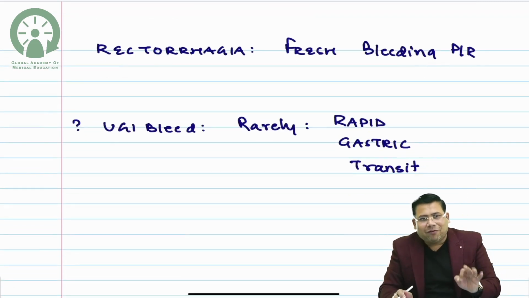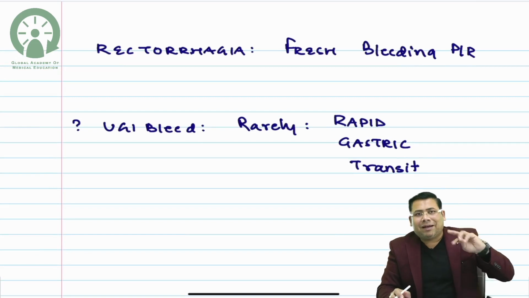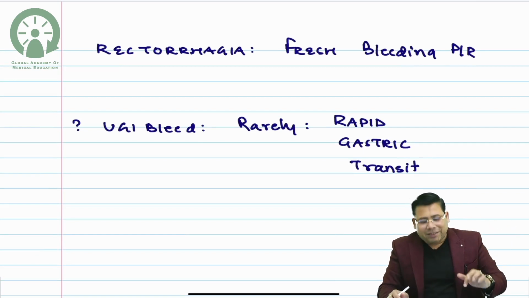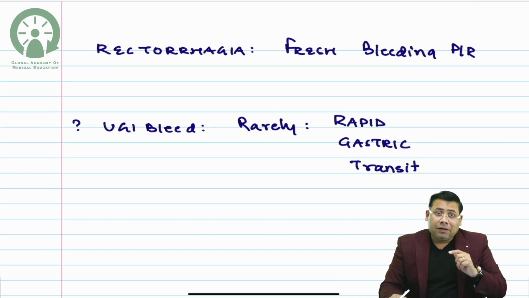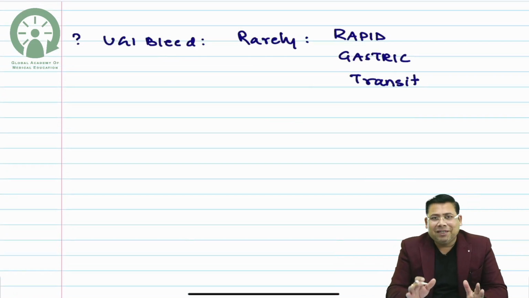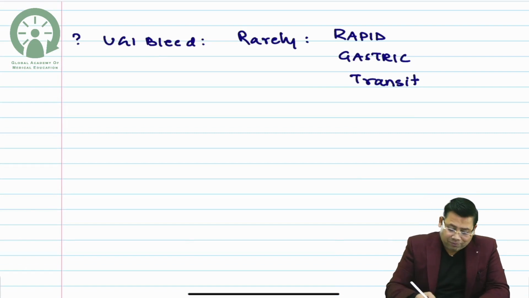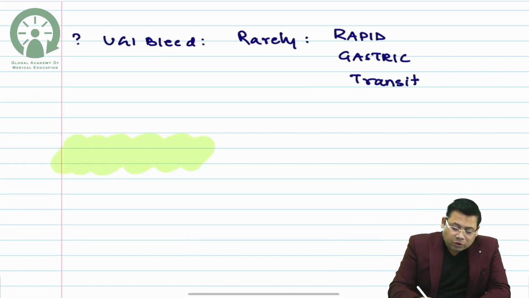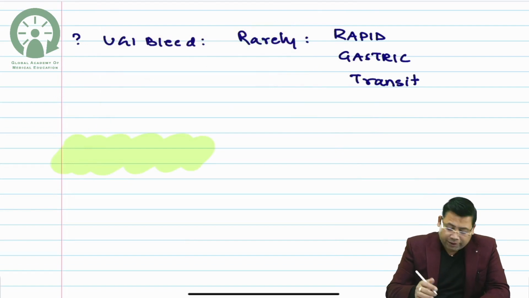So this is what is very, very important. So both melena can be upper GI as well as lower GI, and vice versa, hematochezia or rectorrhagia can be. Now there are two more terms that you need to understand. They are again very, very important. One is obscure bleeding and one is occult bleeding.